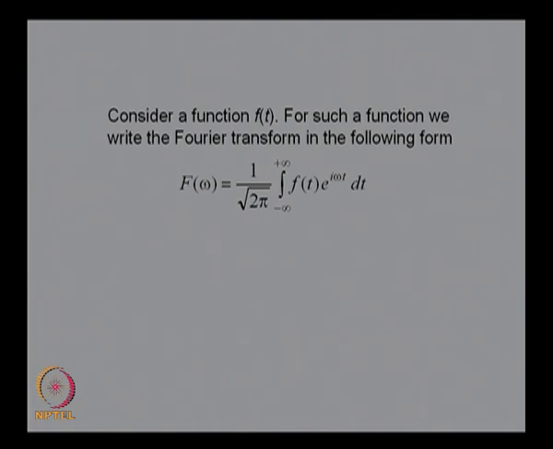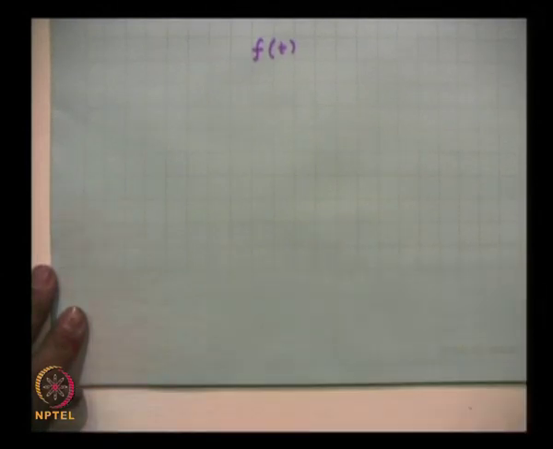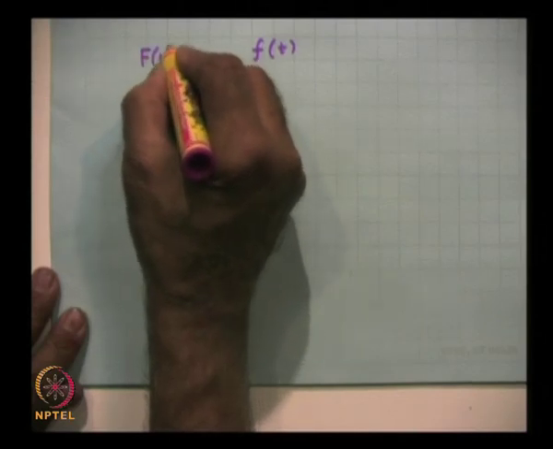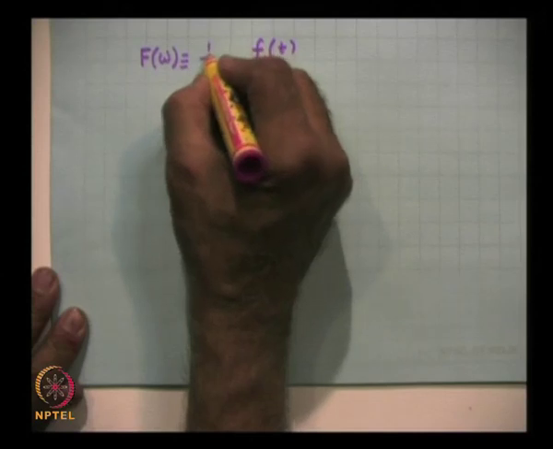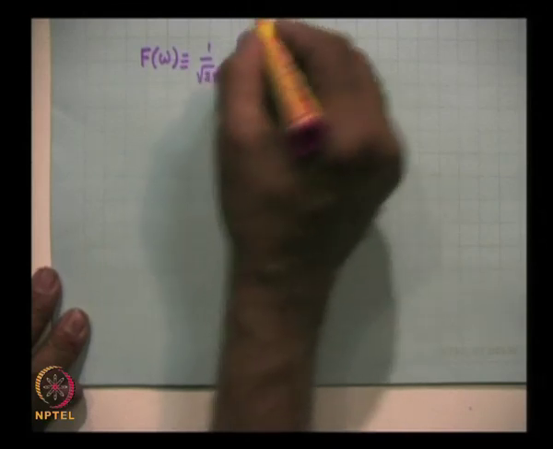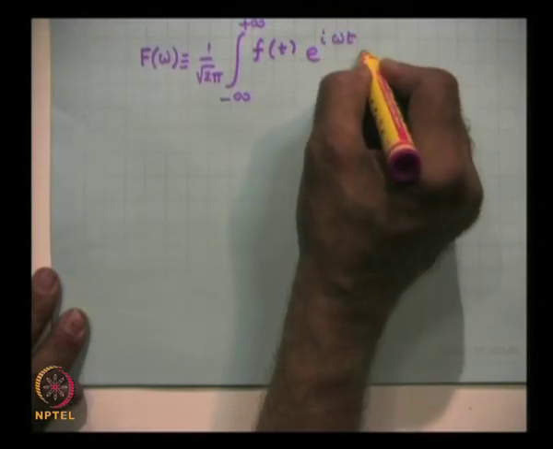Till now, I have done it between x and k. There is no reason why we cannot consider a time dependent function and consider its Fourier transform. So, let us consider a time dependent function which I write as f of t, and consider its Fourier transform. The Fourier transform f of omega is defined to be equal to 1 over root 2 pi times the integral from minus infinity to plus infinity of f of t e to the power of i omega t dt.